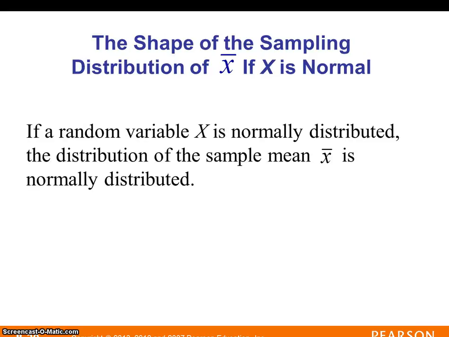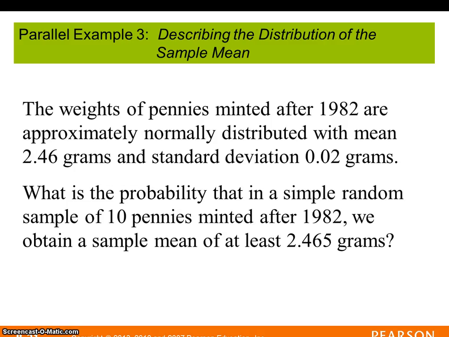The shape of the sampling distribution of x bar: if the underlying population is normal, then the sampling distribution will also be normally distributed. So we can use this information to answer certain questions, like, for example, what is the probability that in a simple random sample of 10 pennies minted after 1982, we obtain a sample mean of at least 2.465 grams?